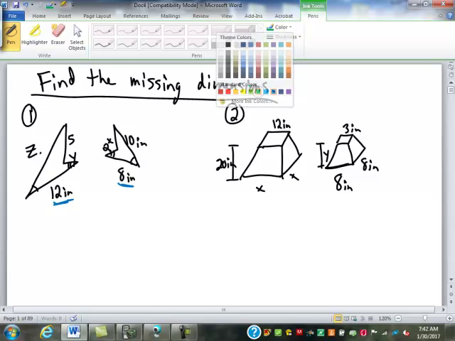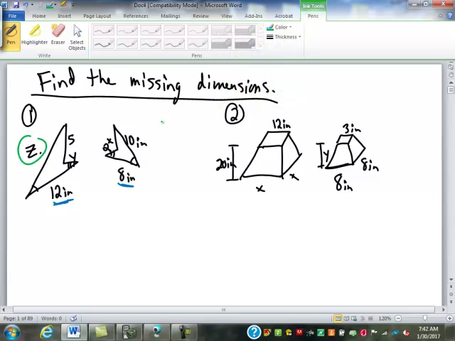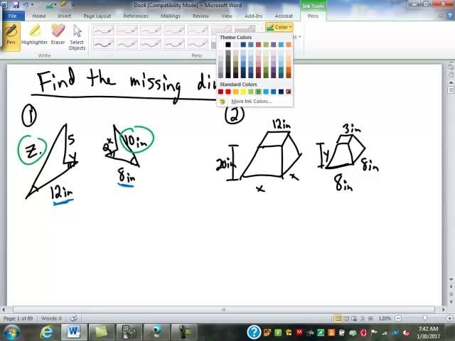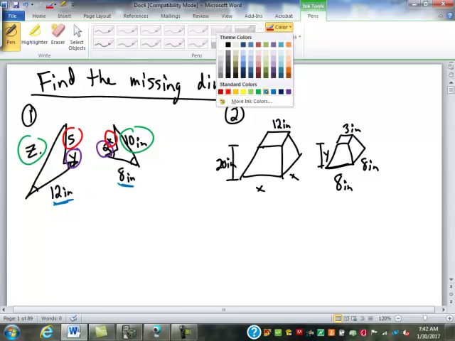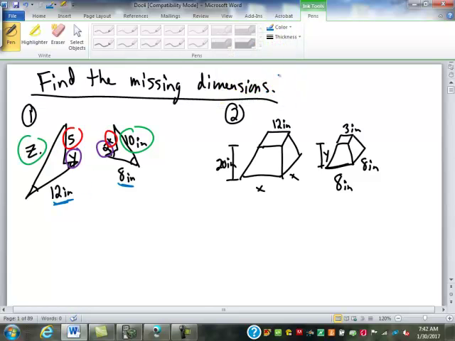What would correspond to the Z? The 10, okay. How about the Y? The 2, and finally the 5x. So what ratio am I going to start with? 12 over 8, or 8 over 12, it doesn't matter, whichever way I want to set it up. I could reduce that to 3 over 2 or 2 over 3 if I wanted to. I'm going to leave it like that for now.